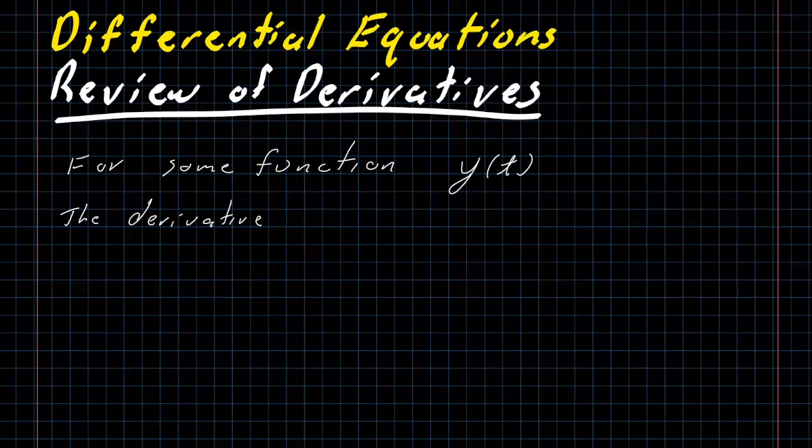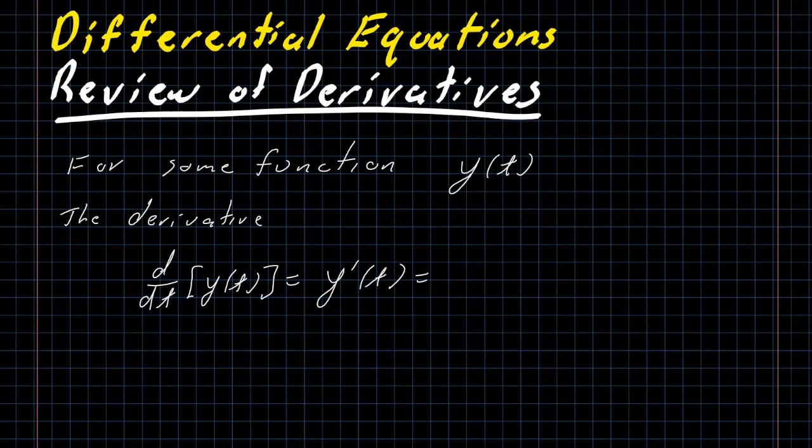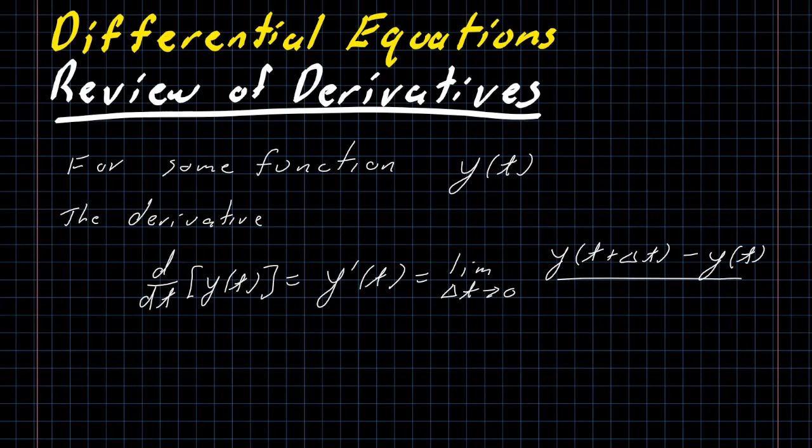But for some function y of t, the derivative, which sometimes you'll see written as d over dt of y of t, and sometimes you'll see written as y prime of t, is defined using a limit. There are a couple of different limit definitions. The one that is most common is the limit as delta t goes to 0 of y of t plus delta t minus y of t all over delta t.